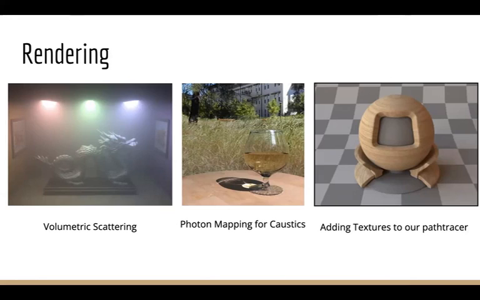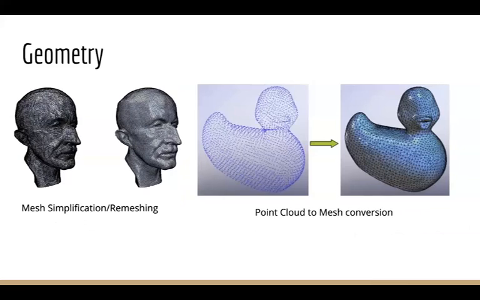You could also do something like photon mapping for caustics. Photon mapping is a slightly different rendering technique from the ray tracing and path tracing we've been learning about, and it allows us to render more complex light artifacts, so that's an interesting add-on. Another thing you could do is add textures to the current path tracers. Right now we only deal with materials, diffuse, specular, whatever, but adding textures could increase the possibility of scenes we can render using our path tracer. So that's rendering, one broad category. And like I mentioned, there's a lot of other stuff you can do in rendering beyond what I mentioned here.